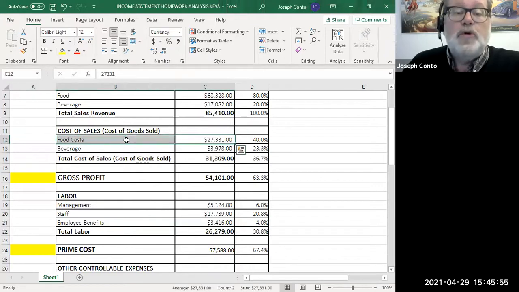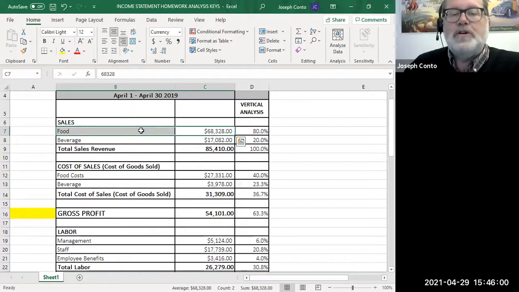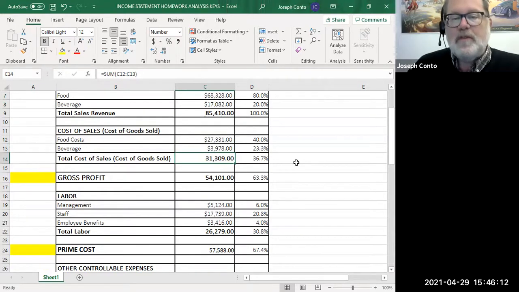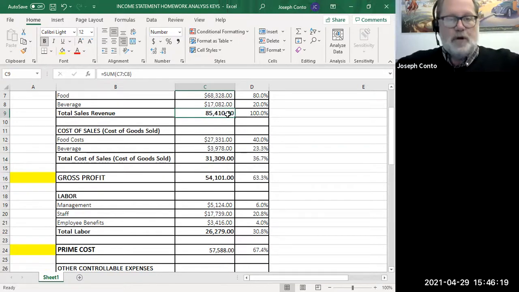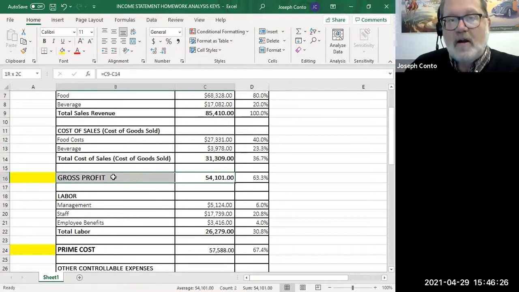We had to buy and then use $27,000 worth of food in order to produce $68,000 worth of revenue. And then the same thing with our beverages. So in this case, we purchased and went through a little over $31,000 worth of food and beverage in order to sell $85,000 worth of finished or produced or restaurant food and beverage. First block of expenses that are removed, and we have something called gross profit.